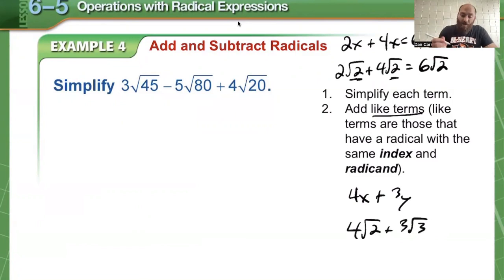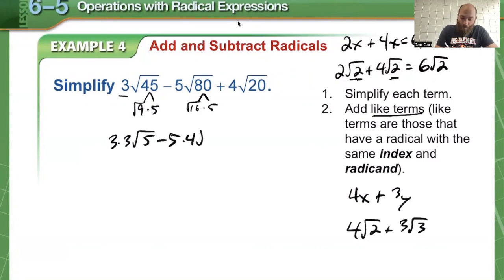So when I add and subtract these, I'm going to start off by breaking them down. For 45, if I look for perfect squares, 45 is 9 times 5. The square root of 9 is 3, and I already have a 3 on the outside. So this is going to be 3 times the square root of 5. For 80, look for the perfect squares there. That will be 16 times 5. The square root of 16 is a 4. So I'm going to have a minus 5 times 4 times the square root of 5. And the last one is 20, that's 4 times 5. The square root of 4 is 2. So on the outside, I have a plus 4 times 2 times the square root of 5.